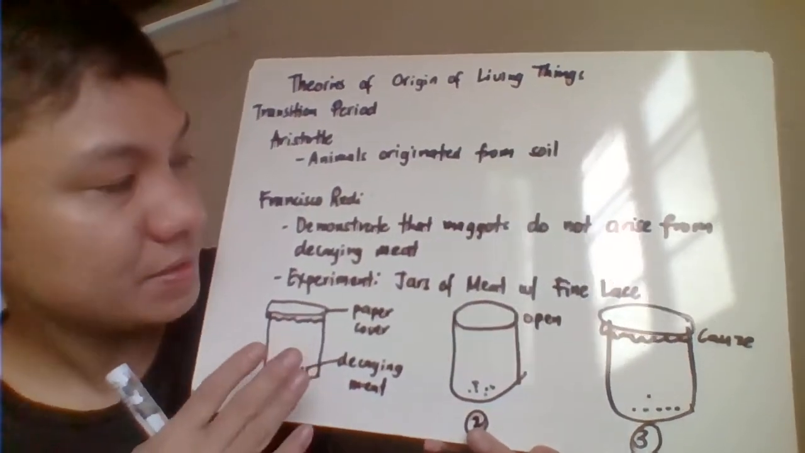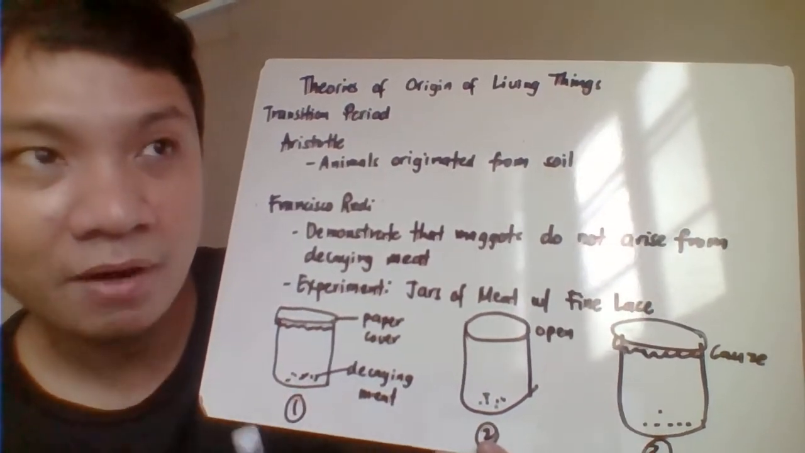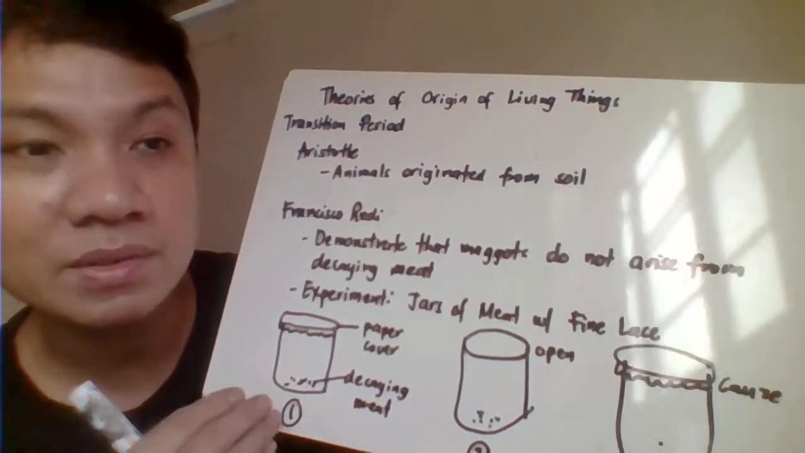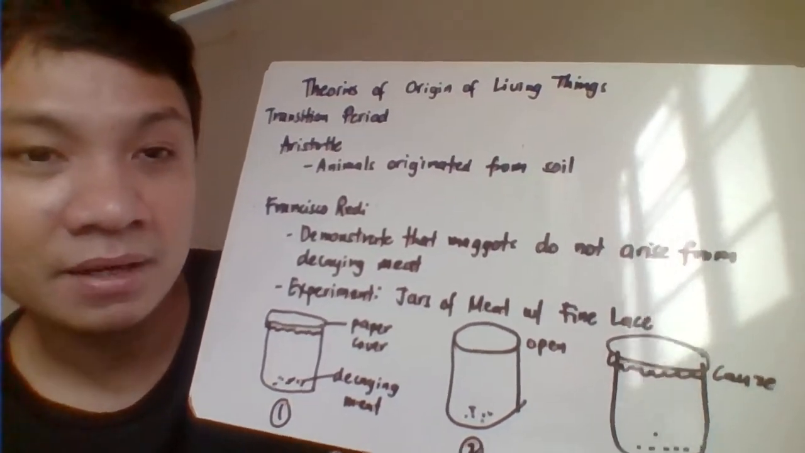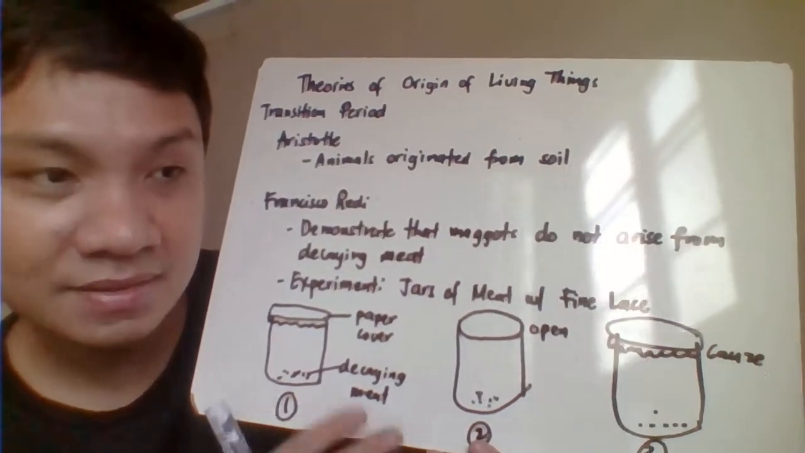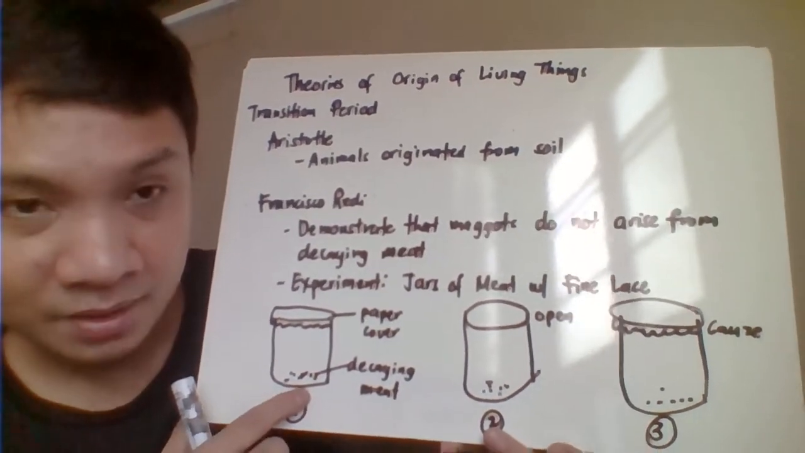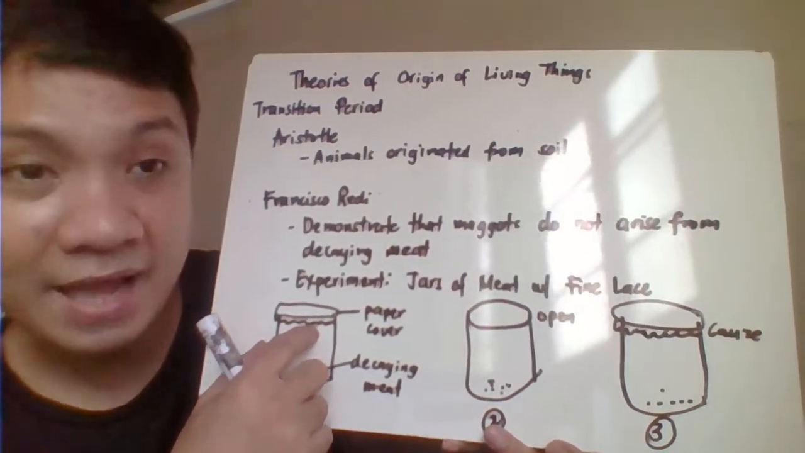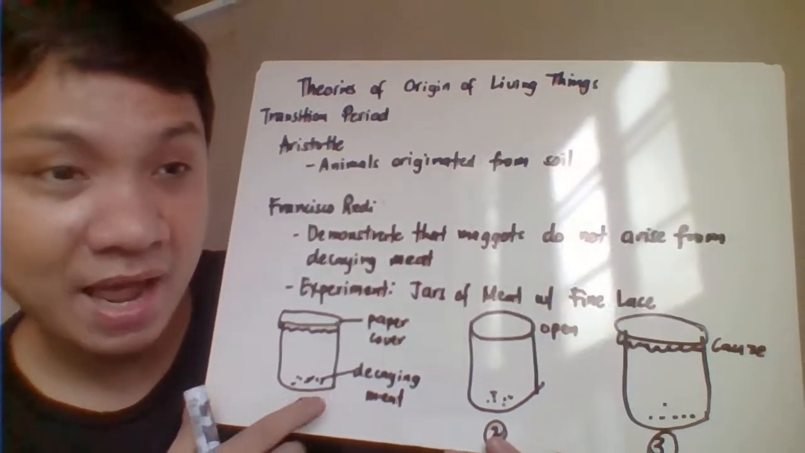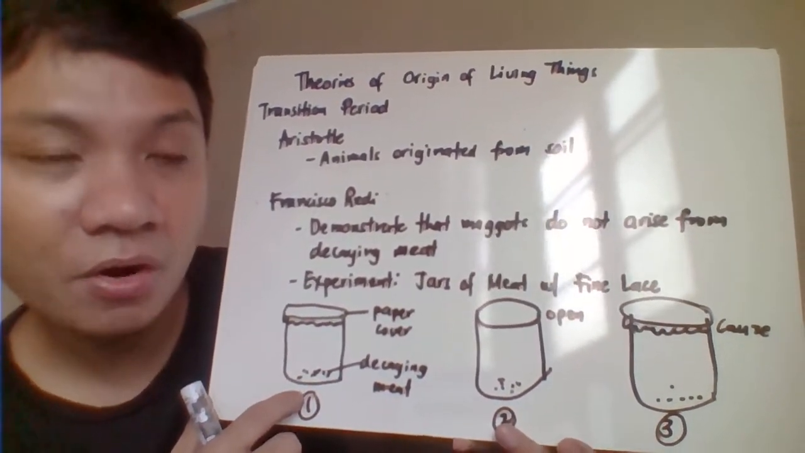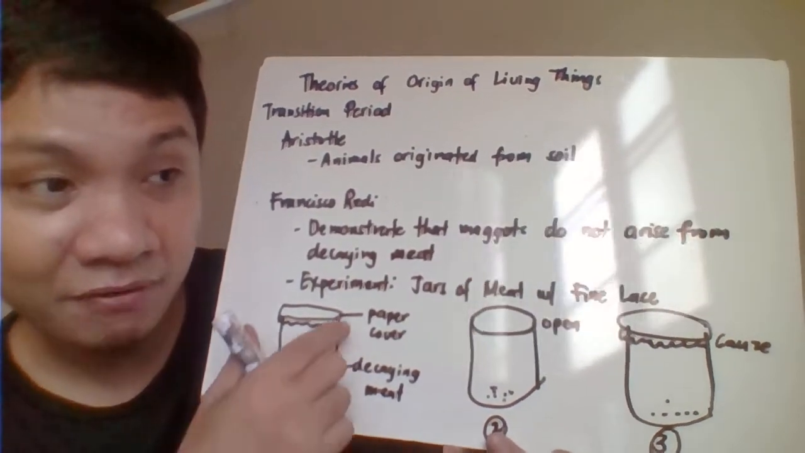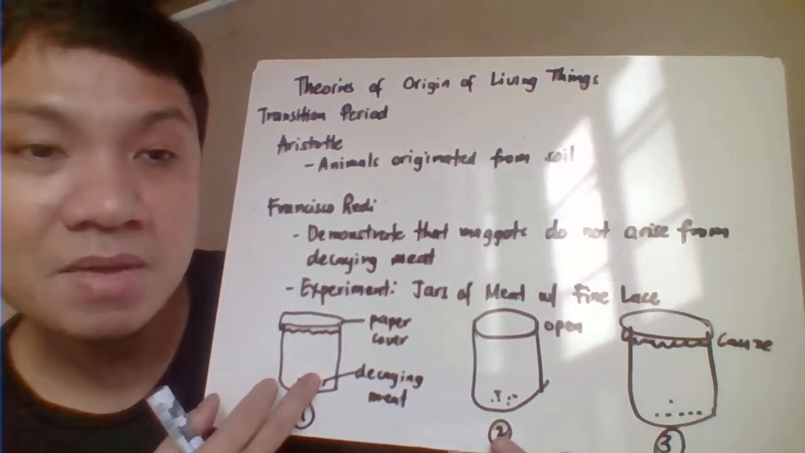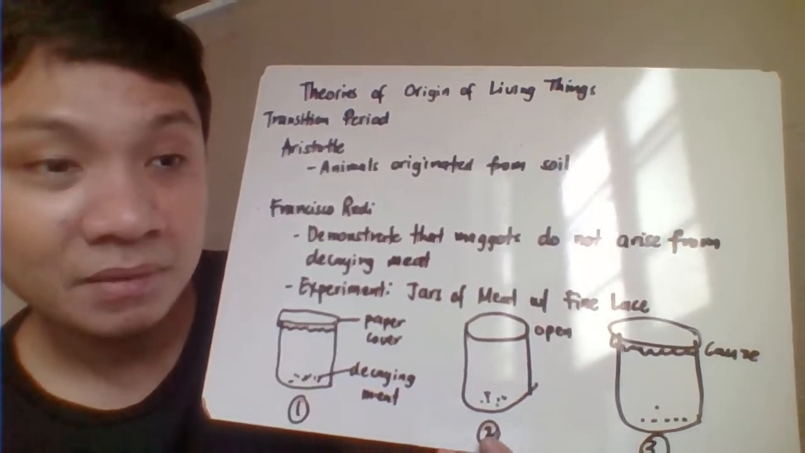So sabi ni Francisco Redi, the maggots grew from the decaying meat, and the decaying meat is considered the vital force, which is a non-living thing. But if you try to analyze the experiment, hindi mag-grow ang maggot dito because hindi makapasok ang fly. Di ba your maggot is actually coming from the flies. So hindi mag-grow ang maggot dito since it is fully sealed, and therefore the fly cannot go directly to the decaying meat, hindi sila makapag-lay ng egg, and walang maggot.